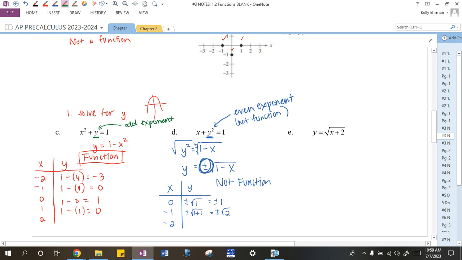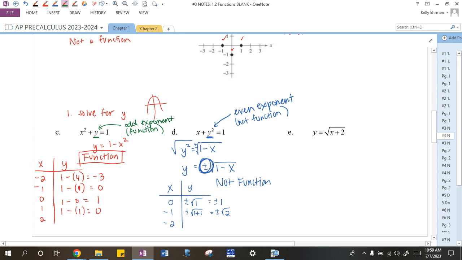There's only one answer. Negative 2 to the third is only negative 8. 2 to the third is only positive 8. If you put in plus or minus, they don't come out to the same number. So with an odd exponent on y, you're going to have a function if there are no other weird things happening.